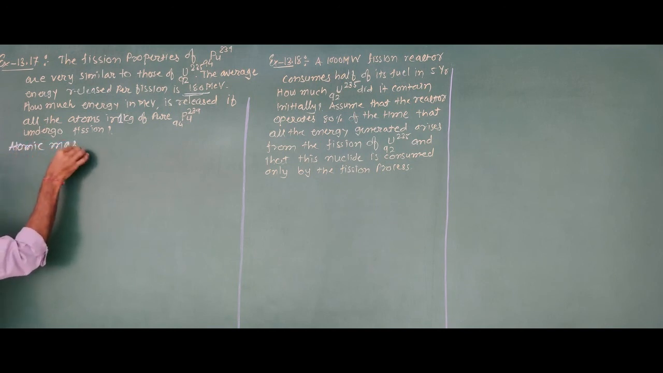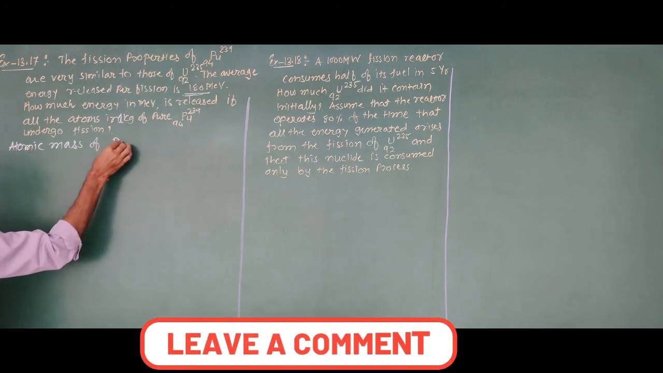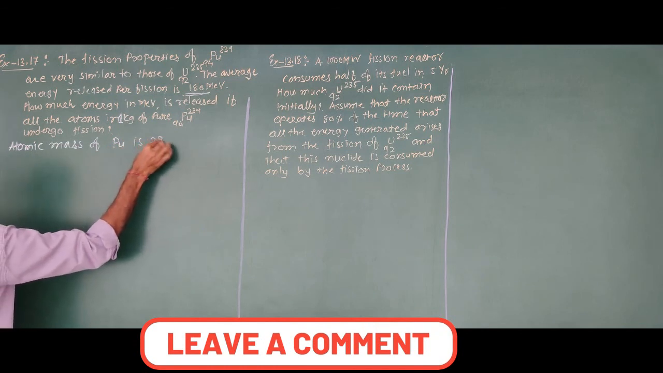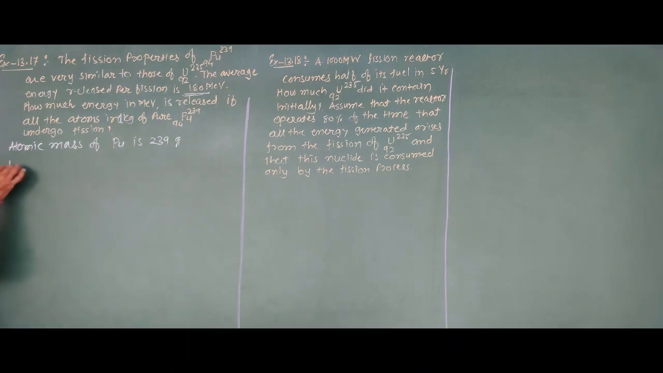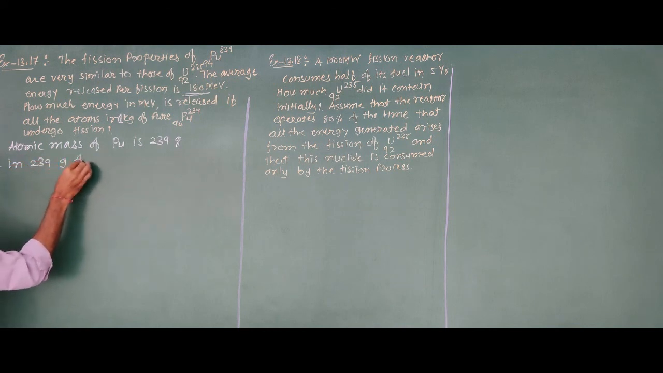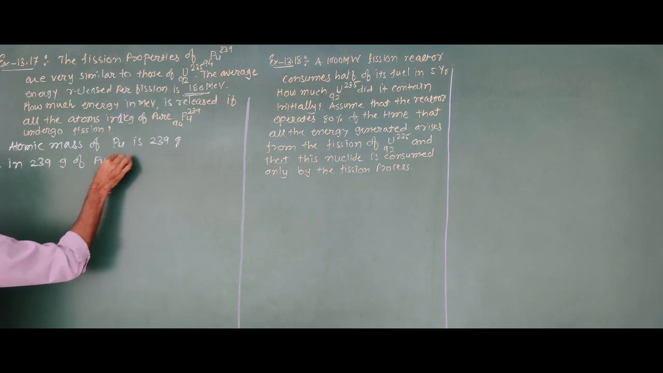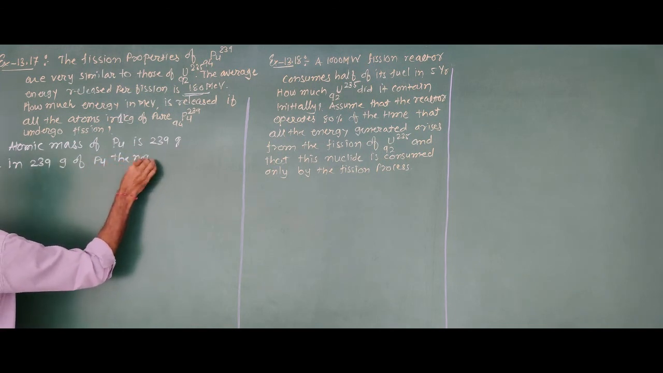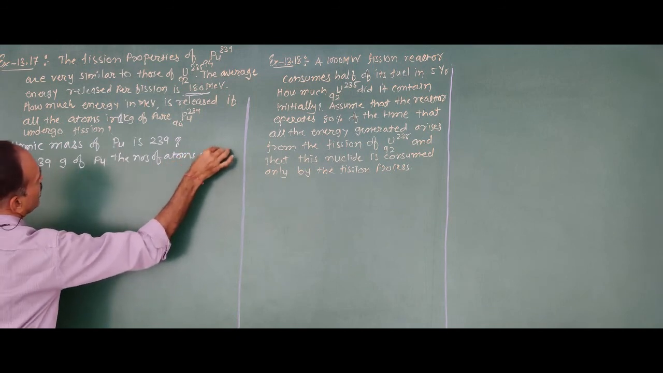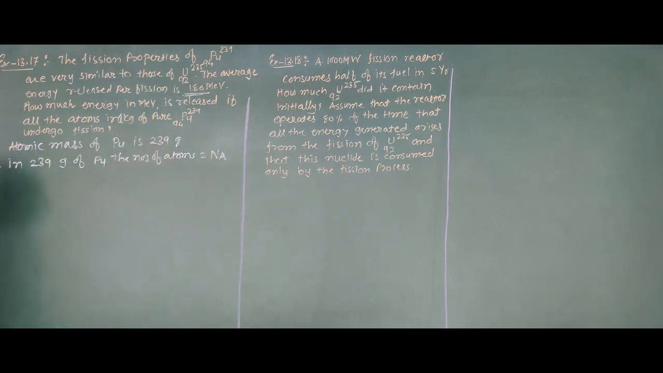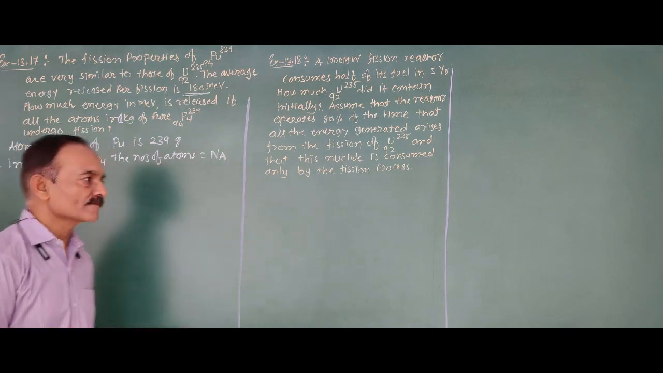Atomic mass of plutonium is 239 gram. Therefore, in 239 gram of plutonium, the number of atoms is equal to Avogadro number, which is 6.023 into 10 to the power 23.